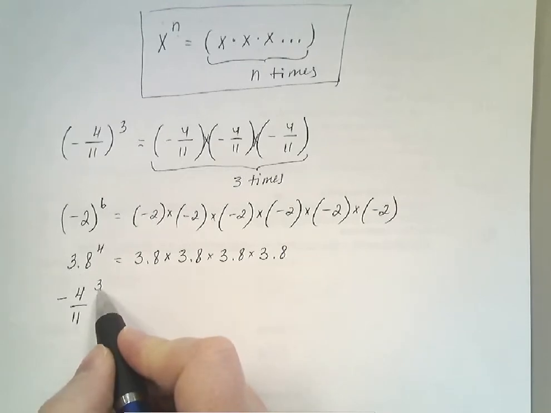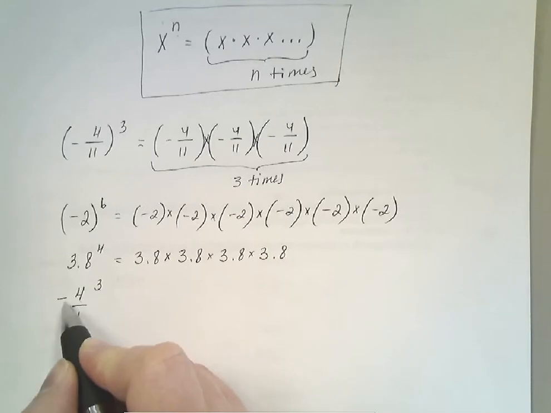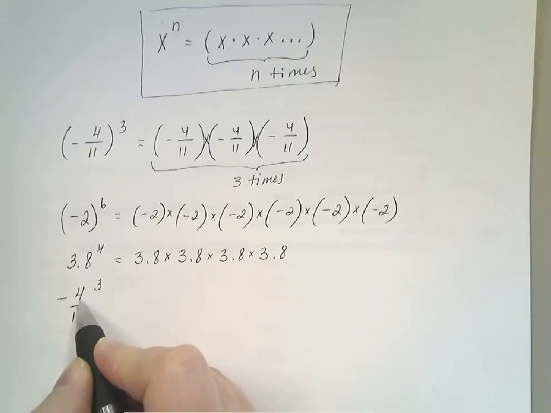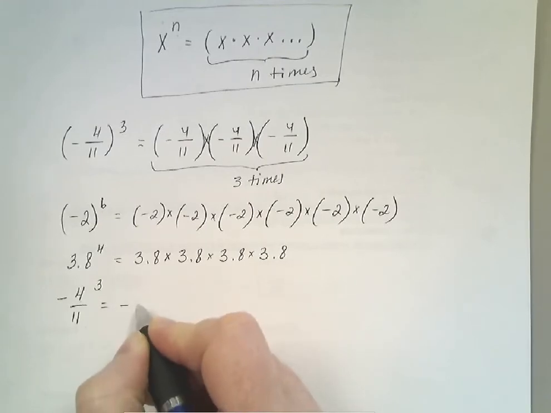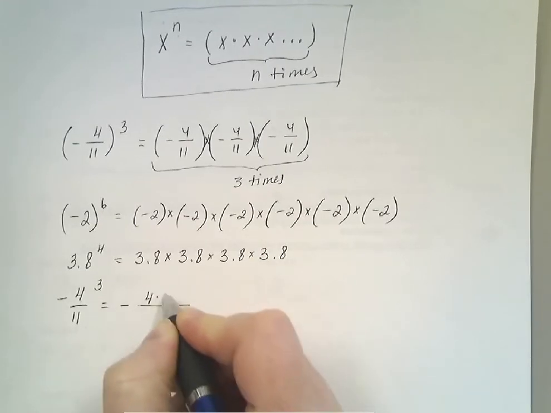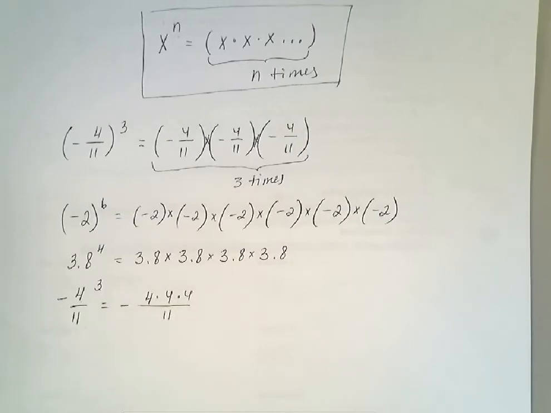Actually, to the third power, I only have a 4 here. The negative sign doesn't even apply to that 4. 4 is taken to the third power. So it's going to be the opposite of 4 times 4 times 4/11. That's what it's going to look like.